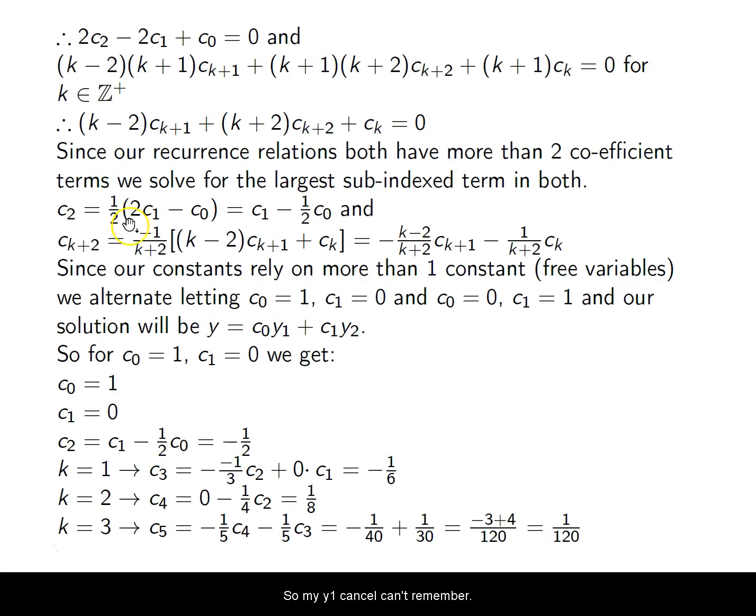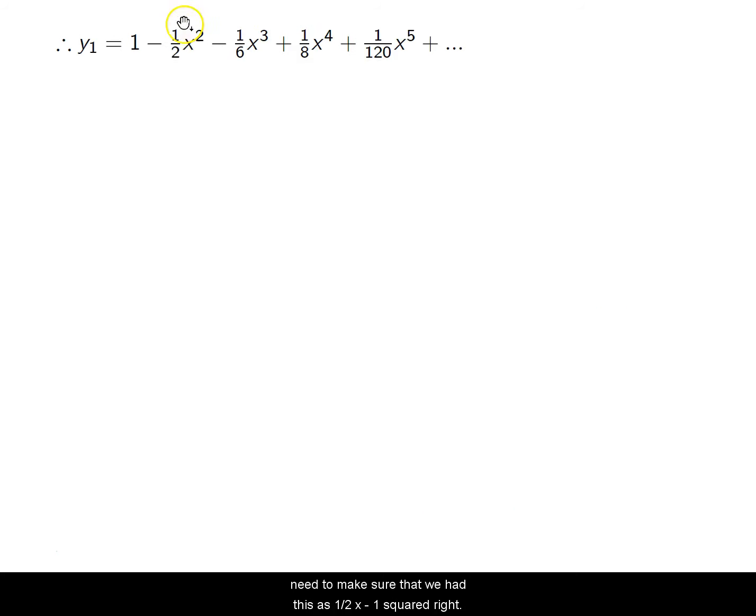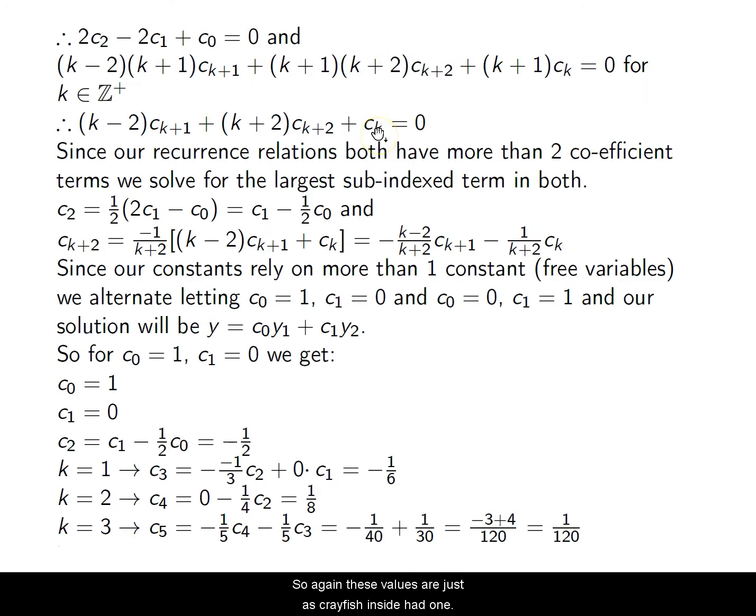Okay. So my y1, again, remember, power series, right? Constant times x squared times x cubed times x to the 4th times x to the 5th. Now, if we were the power series centered about, let's say, x equals 1, we would need to make sure that we had this as 1/2 (x minus 1) squared, right? But here, we are centered about x equals 0 because of our initial value.